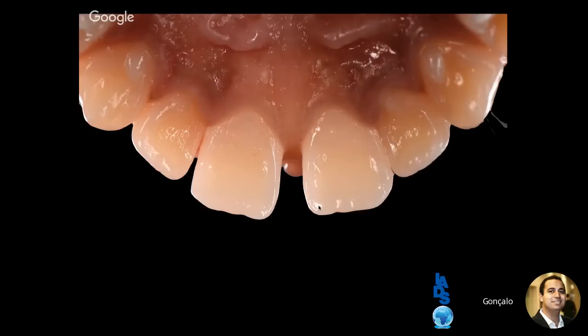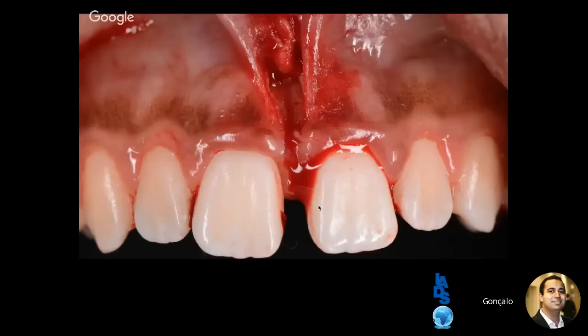And here this picture shows you clearly the papillary penetrating frenum. So you see that the frenum goes all the way until the palate. So the first step that we do is we do a V-shaped incision, full thickness, to remove the frenum attachment. And you can see the bone.